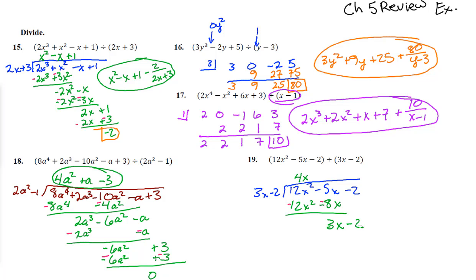Drop down the minus 2. Oh, look at that. That 3x goes into that 3x minus 2, and we get 3x minus 2, which when we subtract, we go straight to 0. So our answer is right up there with no remainder, 4x plus 1. Okay, there was 15 through 19.